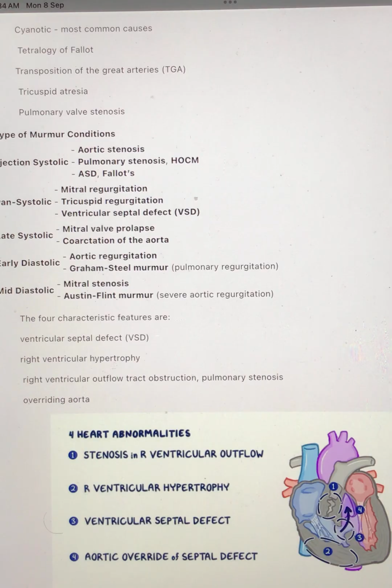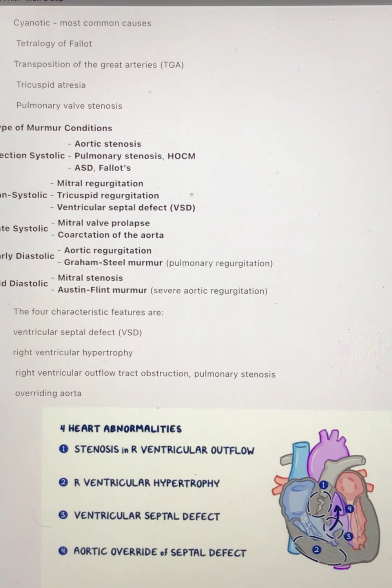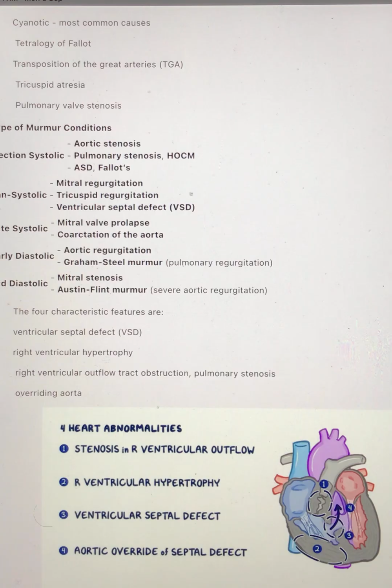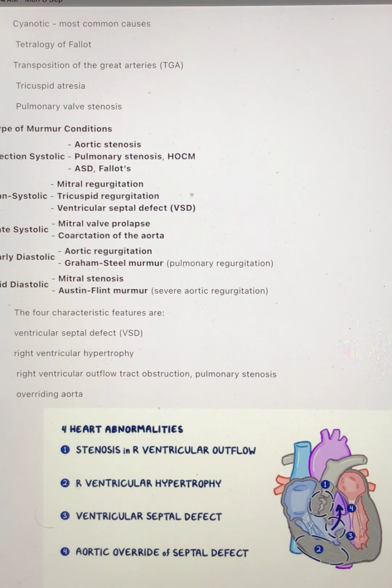Then mid diastolic, when early diastolic and mid diastolic. If mitral stenosis is there, Austin Flint murmur is also called as Graham Steell, which is early diastolic, mid diastolic, Austin Flint murmur.